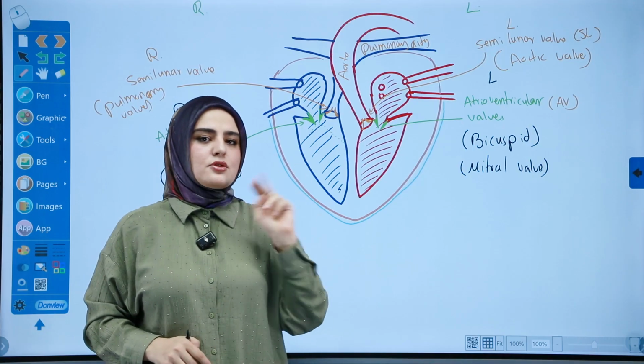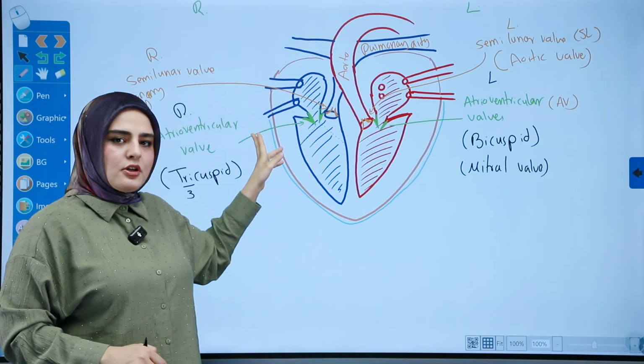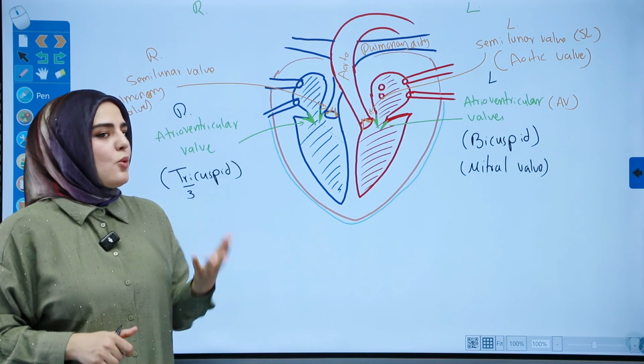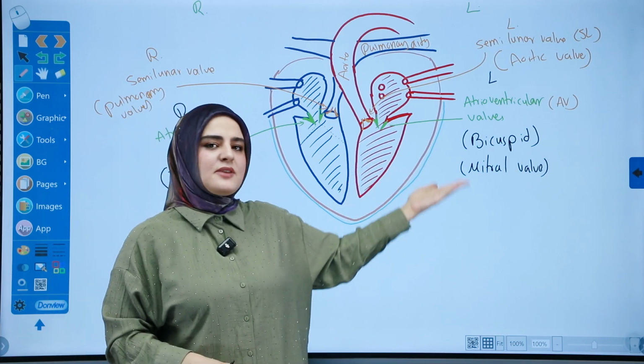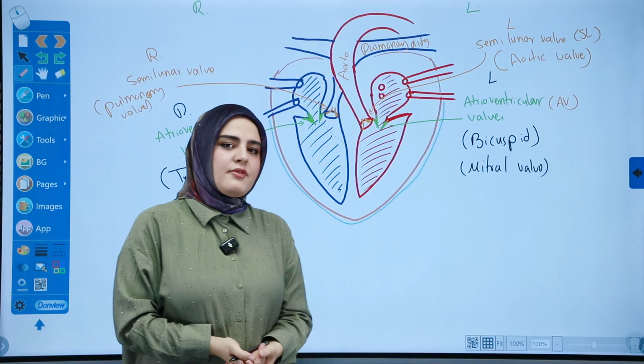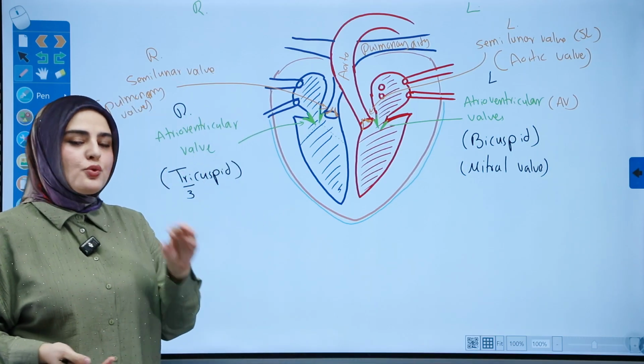How many types? 2. On the right side, we have the pulmonary valve and the tricuspid valve, while on the left side we have the bicuspid valve, and we also have the aortic valve. They prevent backflow of the blood according to where they're located.